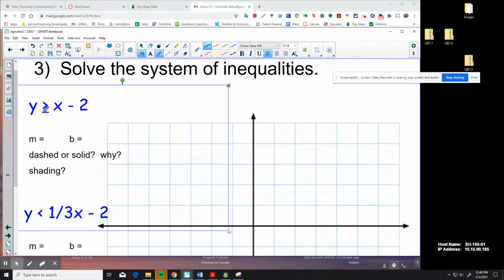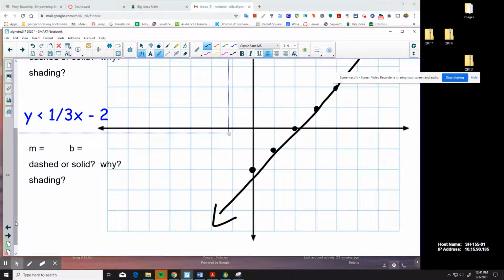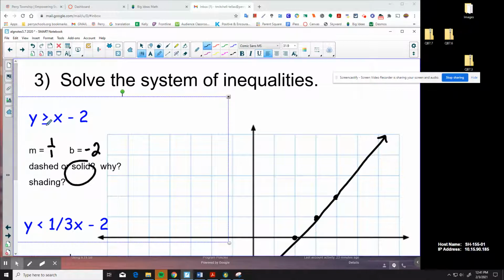So number 3, y is greater than or equal to x minus 2. So my slope is 1 over 1 and my b is negative 2. So I'm going to go down 2 and put a dot, up 1, right 1. And this is a solid line. So I'm going to draw a solid line. Oh, I missed. Close enough. And then I'm going to check, this is solid because it's got the equal to.